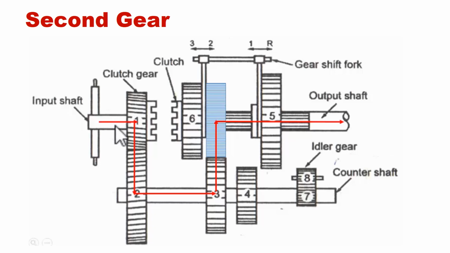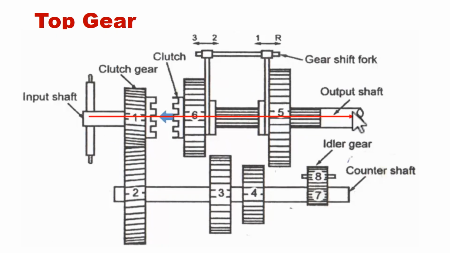If you go for second gear, the fifth gear is disengaged, then the sixth gear is engaged with the third gear. As usual, the 1 and 2 gear ratio is the same as in first gear, but third gear compared to fourth gear is larger in size. So as per the gear ratio of 3 and 6, the speed will automatically be increased. That is the process of the second gear.